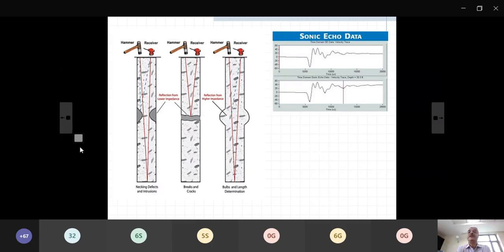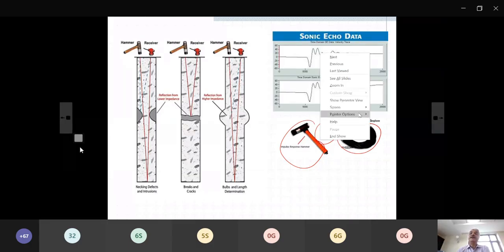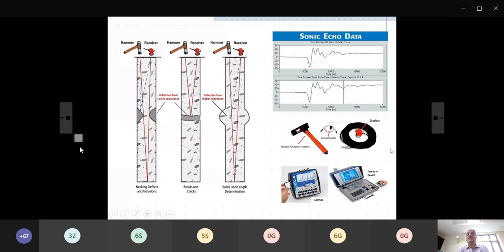This is the principle of this test, and an experienced person can read it. This is the sonic echo data. Now seeing the sonic echo data, the person will tell you this is the hammer, this is the accelerometer, this is its cable and so on. And analyzing this data, it tells you whether everything is fine or not. This is how the console looks like.